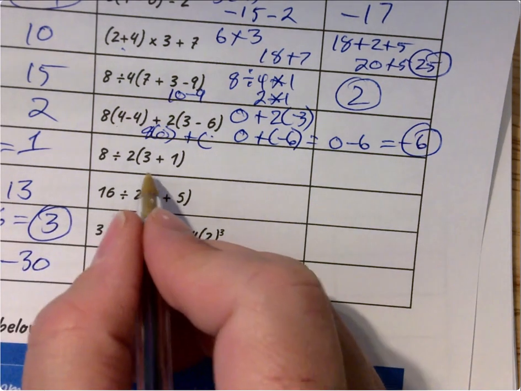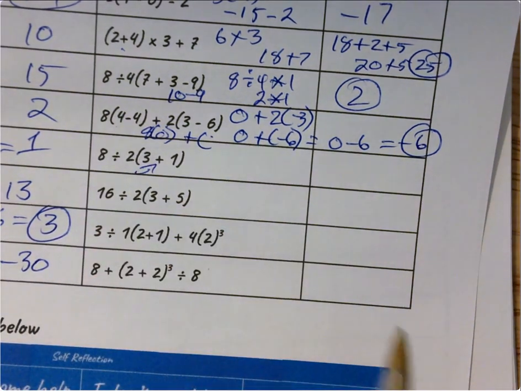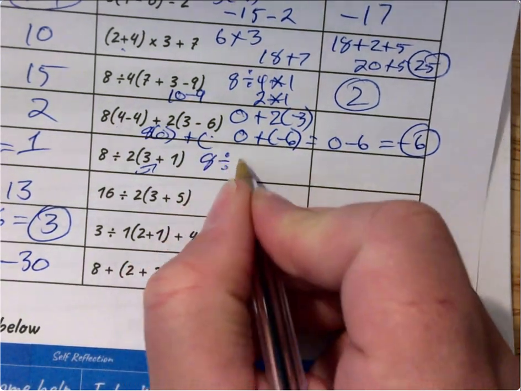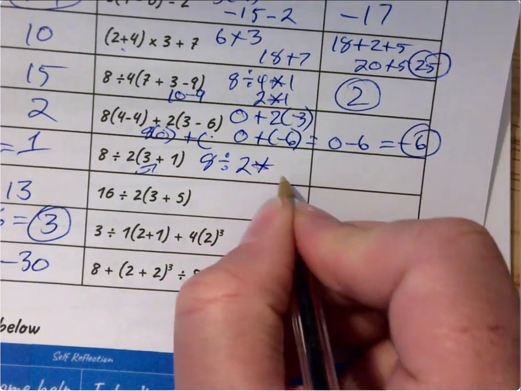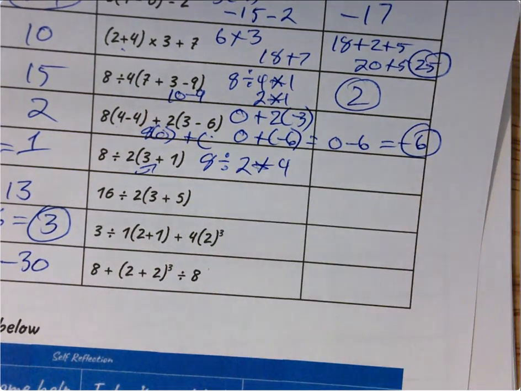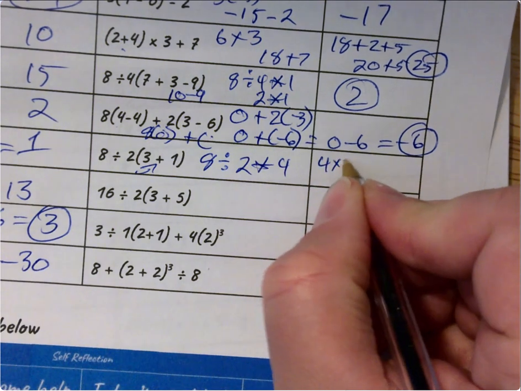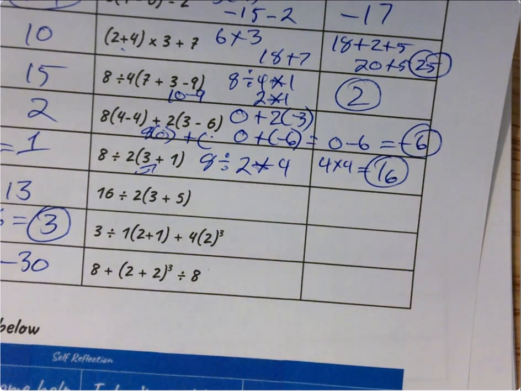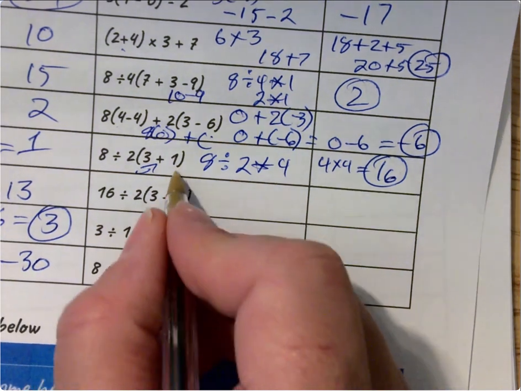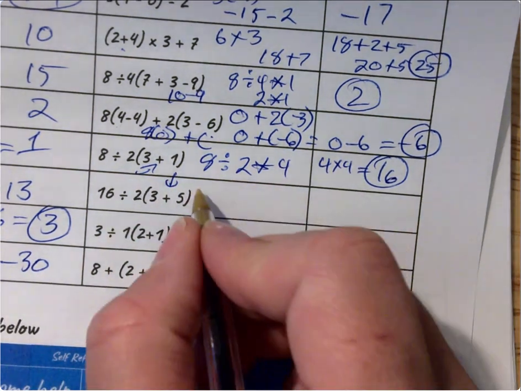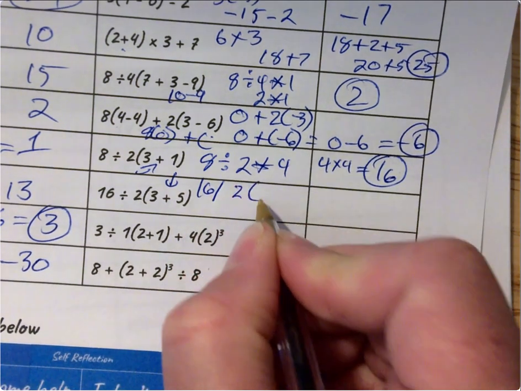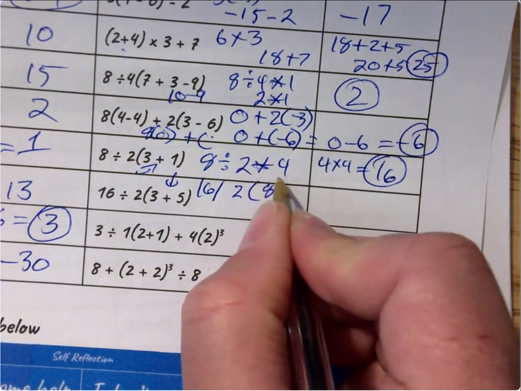We're going to work with these numbers first inside the parentheses, which is 3 plus 1. 3 plus 1 is 4. So you got 8 divided by 2 times 4. Well, 8 divided by 2 is 4. 4 times 4 is 16, or 4 squared is 16. We're going to do what's inside the parentheses first. So you got 16 divided by 2 times whatever 3 plus 5 is, that's 8.